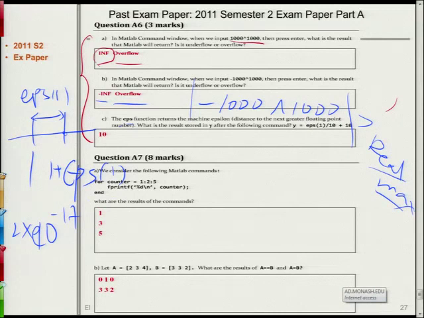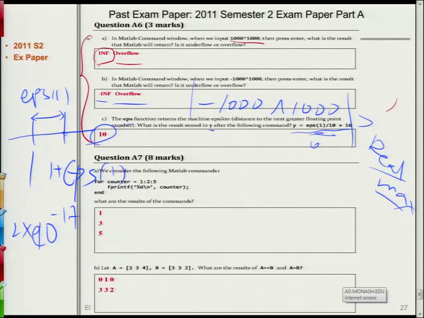But now he's asking you, what is the result y after computing epsilon divided by 10? Epsilon of 1 is already the smallest real number that MATLAB can support. So epsilon divided by 10 becomes 0, because the smallest number MATLAB can support divided by 10 is beyond what MATLAB can support, so it's 0. 0 plus 10 is 10. So this part is just 0.